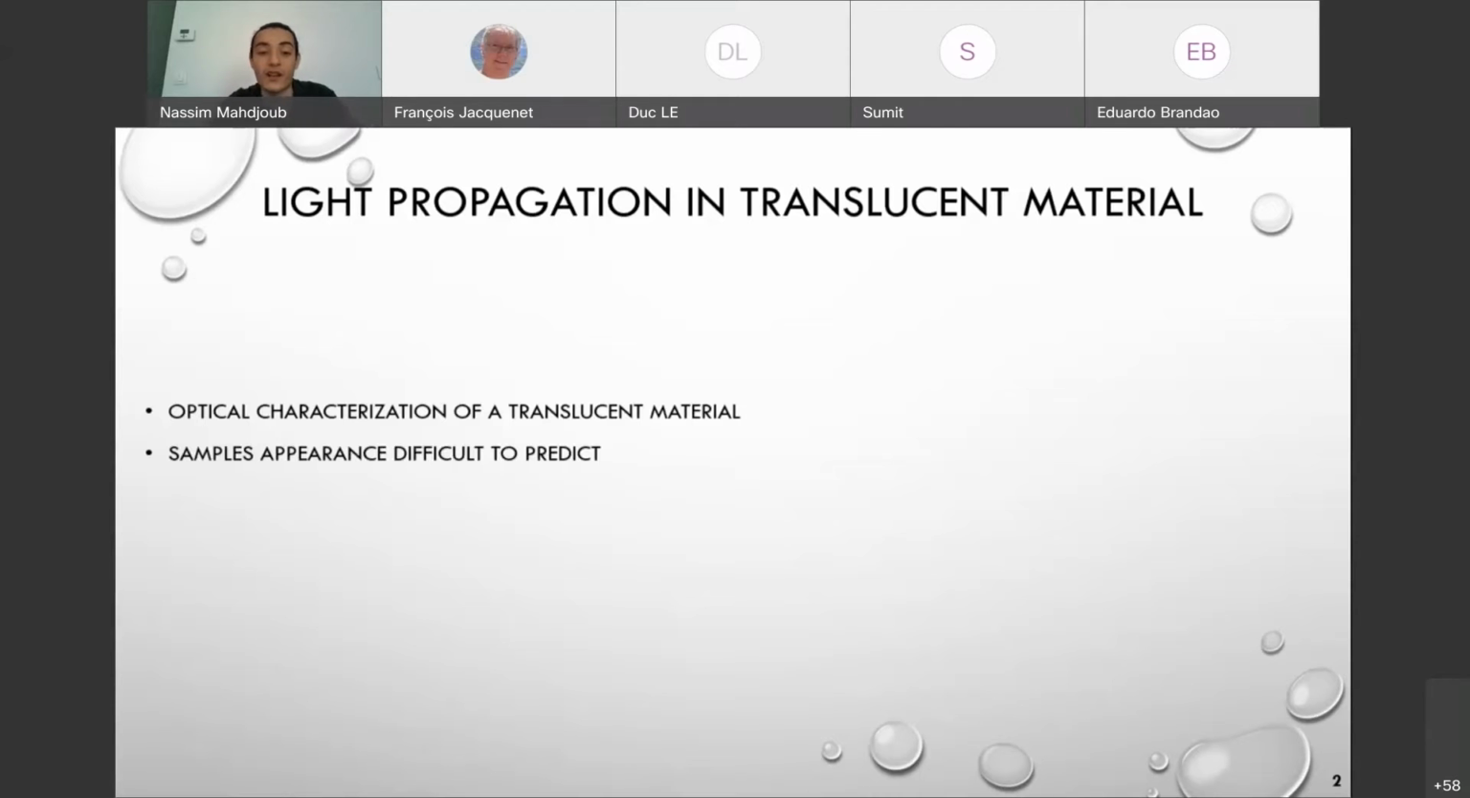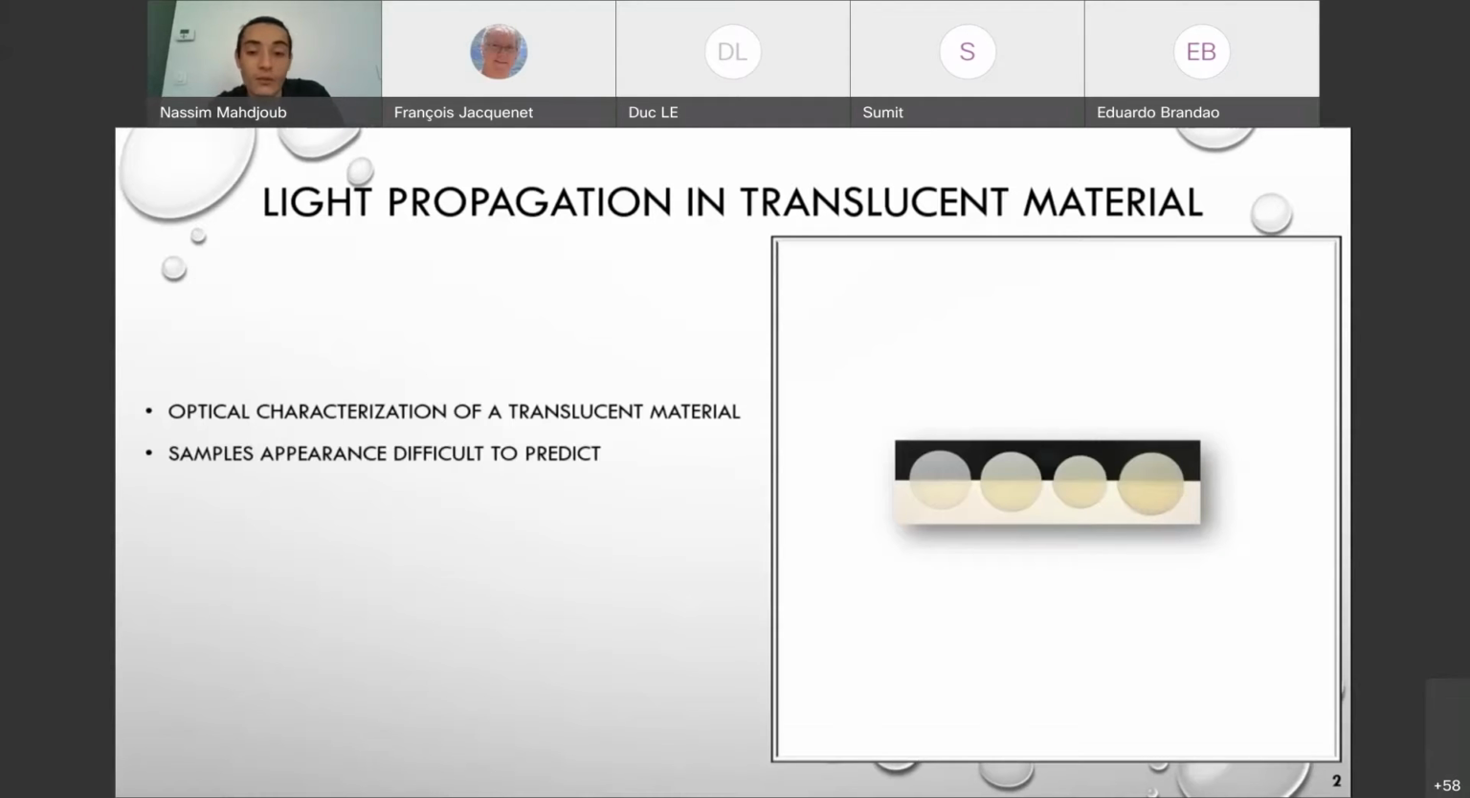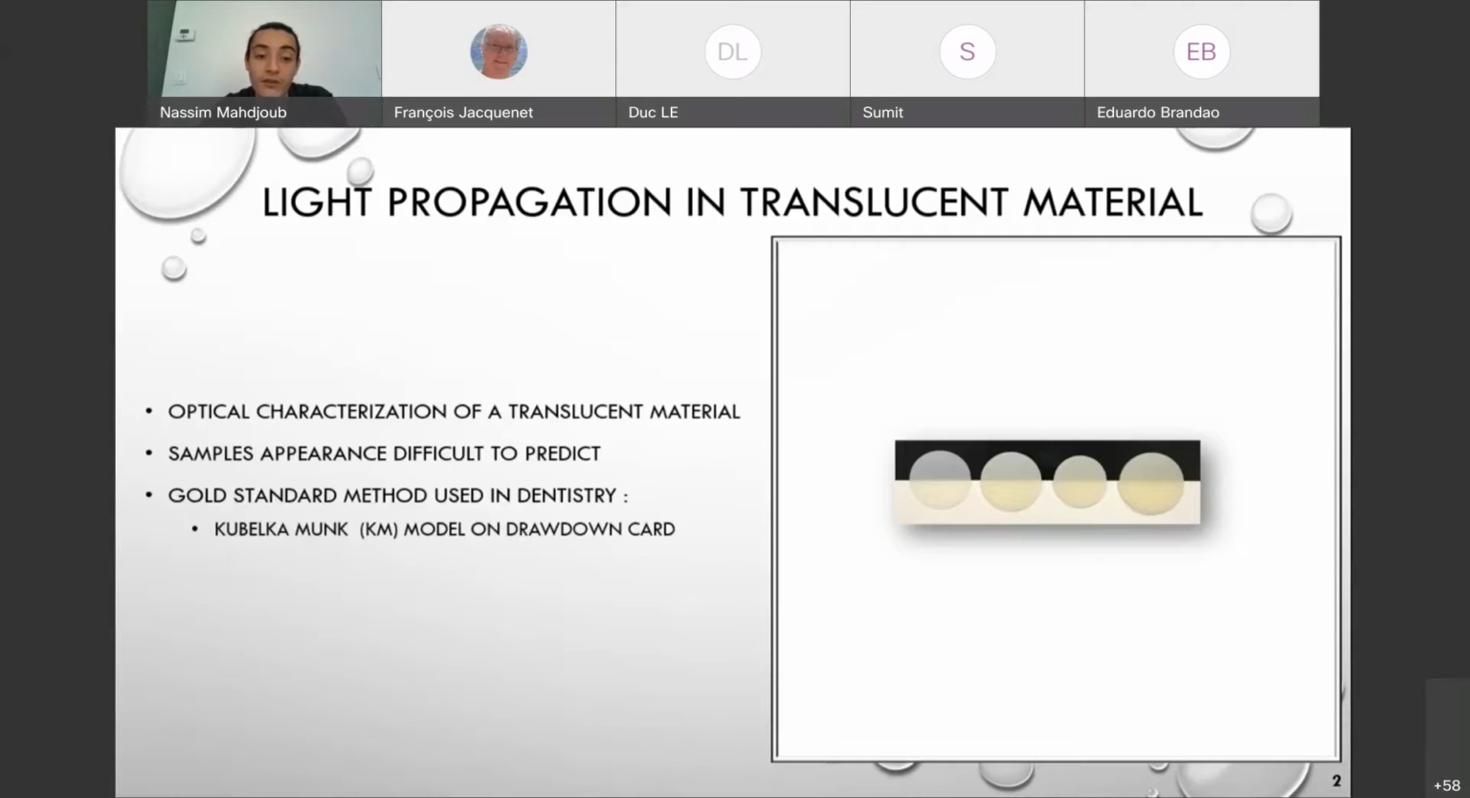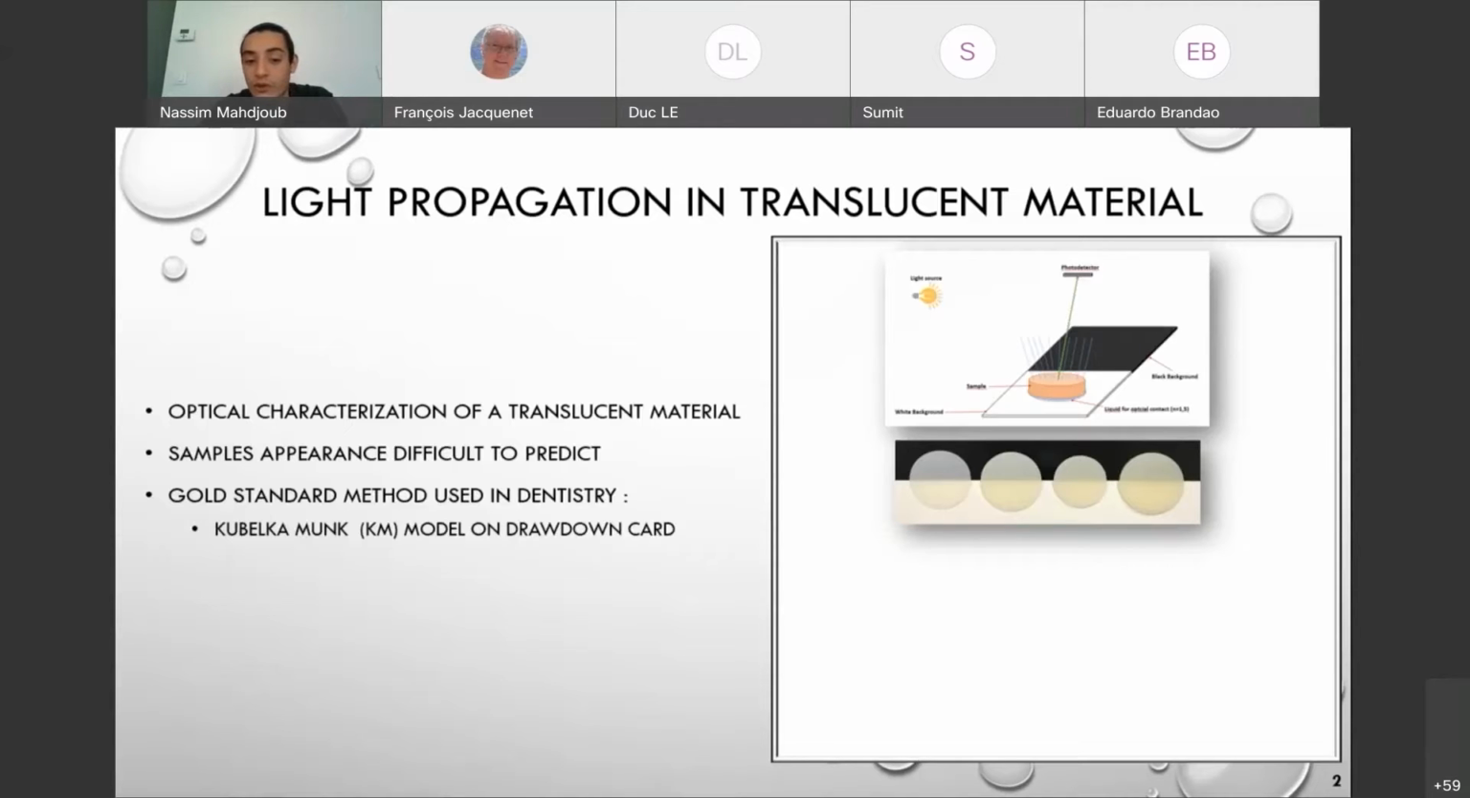That means that we will have to find some parameters that will allow us to predict the sample's appearance, which is really difficult due to the translucency. The gold standard method used in dentistry is the Kubelka-Munk model, the application of the Kubelka-Munk model on a drawn-down card, and the sample is in optical contact with the card. And this is to fulfill the condition that the material must be highly scattering.